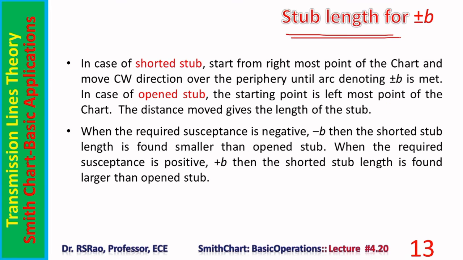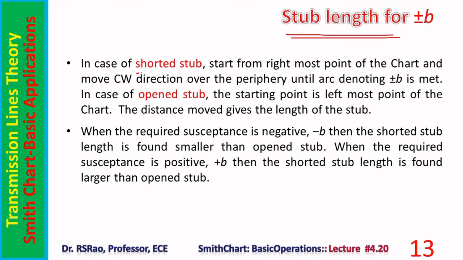Now, one more aspect we consider: stub length, which can give a susceptance equal to plus or minus B. A shorted lossless line or an open-circuited lossless line has an input impedance that is pure reactance, or susceptance. In single stub matching and double stub matching techniques for load matching, we need to know the lengths of stubs which can give a certain amount of susceptance. What is the length of a stub that can give plus or minus B susceptance? That aspect we now discuss.